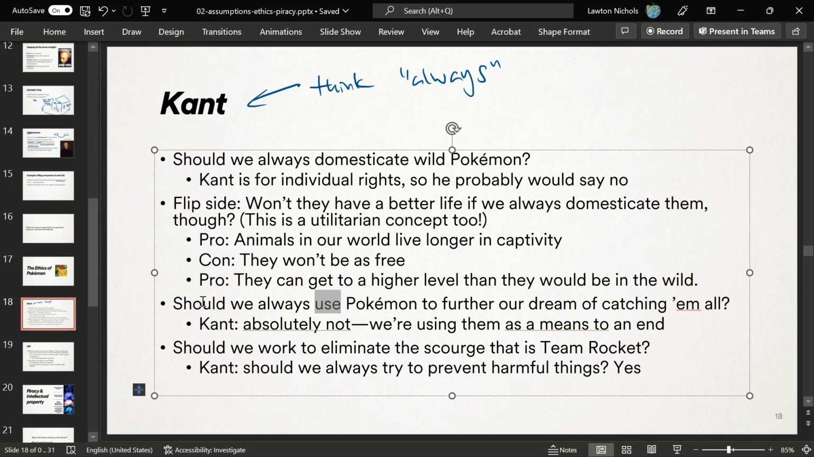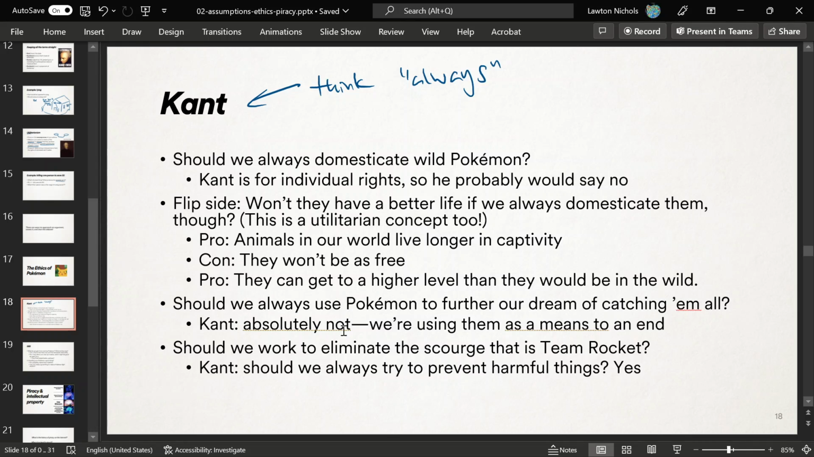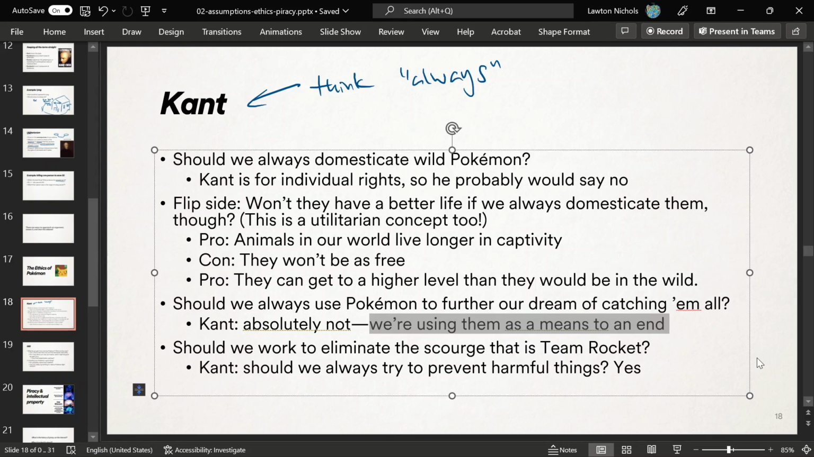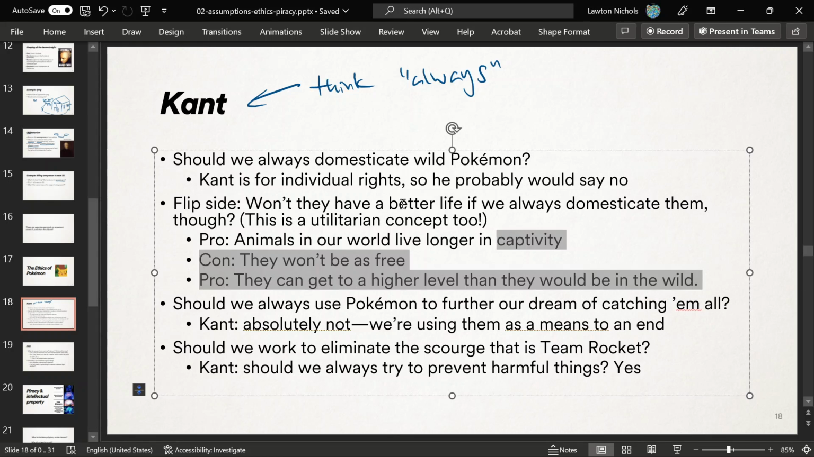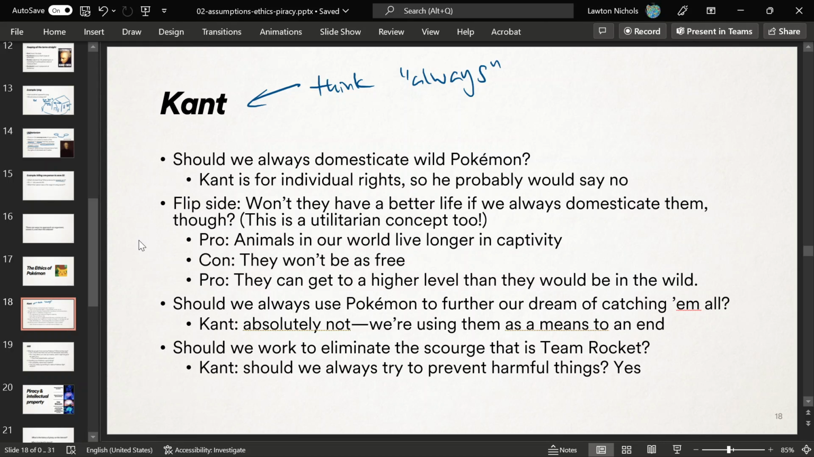Okay? Again, another ethical question. Should we always use Pokemon to further our dream of catching them all and becoming Pokemon masters? Again, Kant would say no. That's us using them as a means to an end. But again, you could play this game of pro-con now that you know what Kant might think. Because now you're forced to think about this in a certain way, and that helps you come up with ideas.